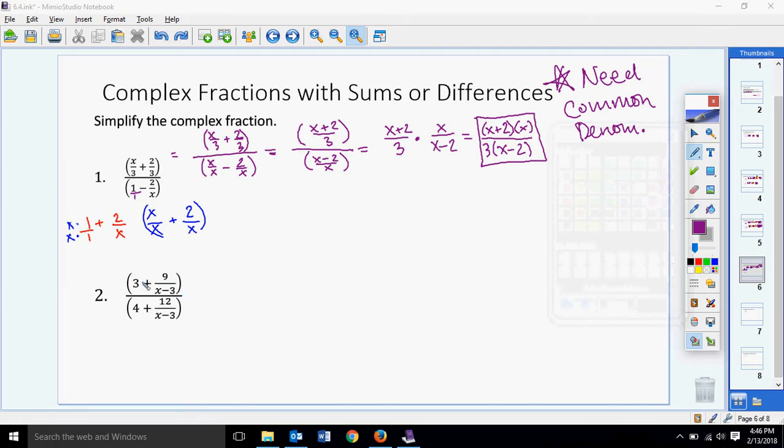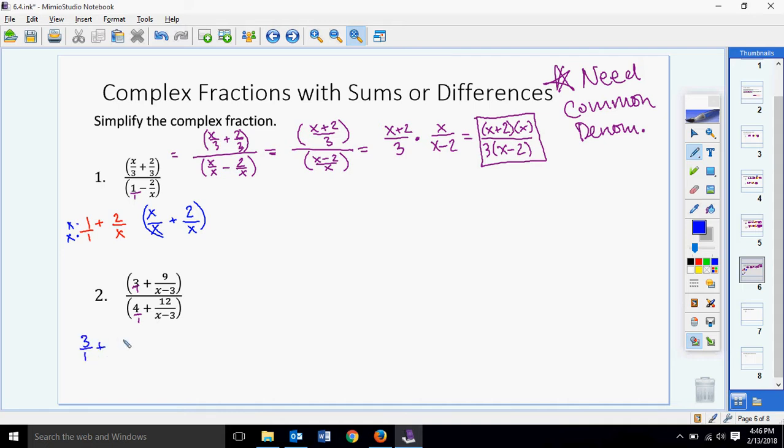Okay, back to the bottom. I need to rewrite this. So look at my numerator. I can't add a 3 plus 9 over x minus 3 until I have a common denominator. And same thing down here. I can't add a 4 with 12 over x minus 3. These have denominators of 1. So I can't add. They don't have a common denominator. So how do I do that? So let's just work with the numerator.